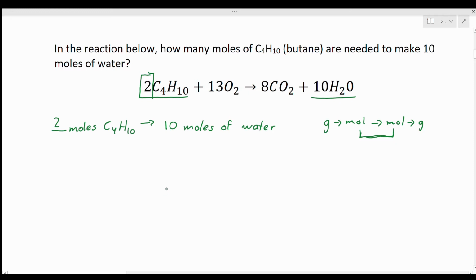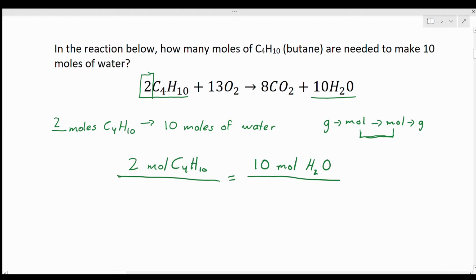It's just seeing the relationships between these. Or you can also write a proportion. So from the equation, you know that 2 moles of butane makes 10 moles of water. And then we're just going to write a proportion so we can cross multiply. And then you keep water on the right side. And in the question we wanted 10 moles of water. So 10 moles of water.